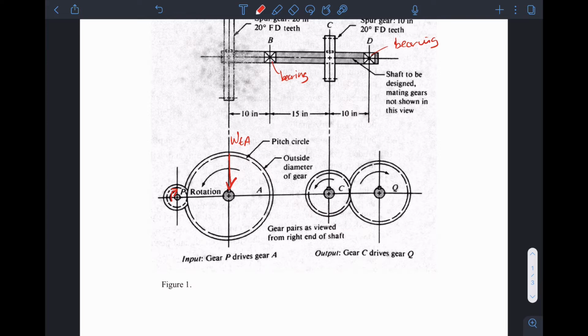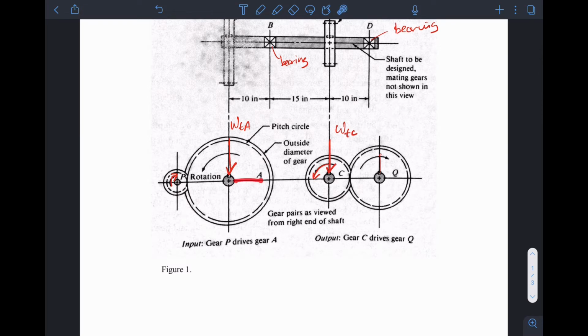Similarly, if we look at the tangential force at gear Q, gear C is what is driving gear Q. So there will be a tangential force on gear Q, which will be up on gear Q, but we're concerned about the shaft on which gear C is on. So the equal and opposite will be acting down here. This will be WT at position C. Now also, we discussed in the spur gear section that the radial load from the gears acts in a sense to separate the gears.